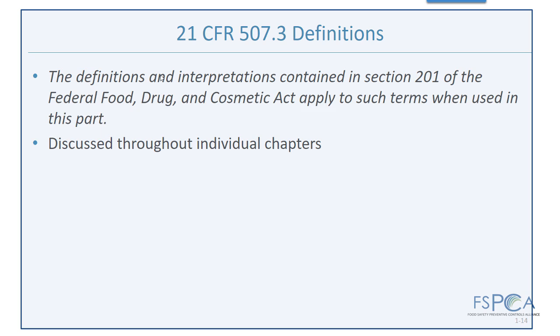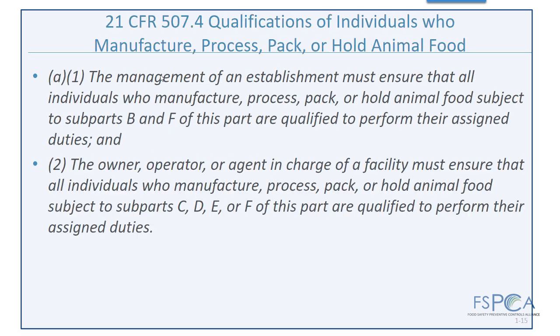I'd recommend pausing right now, going to Appendix number 1, and taking a look at all of the definitions listed there. We're not going to go through those at this point, but as we go through the chapters, we'll bring up definitions that apply to those specific sections. 507.4 talks about qualifications of individuals who manufacture, process, pack, or hold animal food. So who is involved in this process and what are their responsibilities?